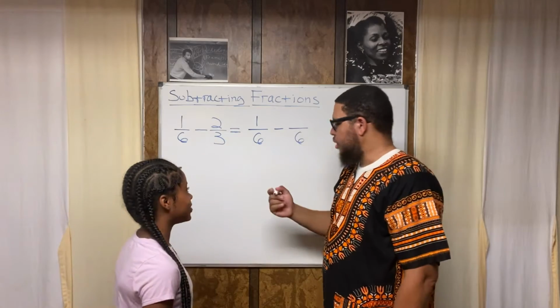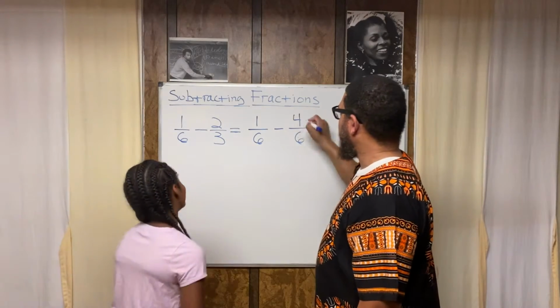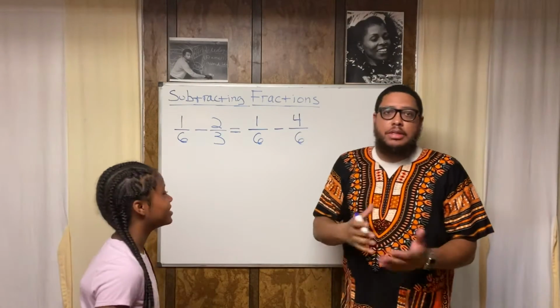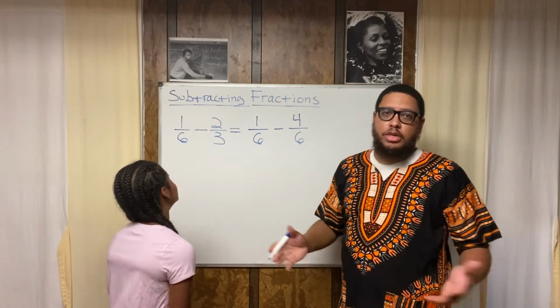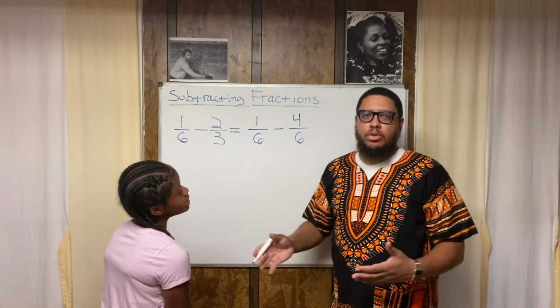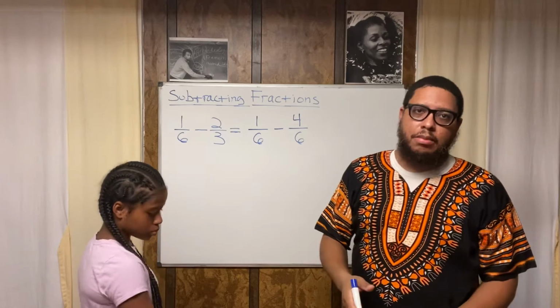2 times 2. It's 4. All right, so now we got our fractions that have common denominators. Now we're ready to actually subtract. So keep this in mind. You can't actually subtract or add until your denominators are the same, right?